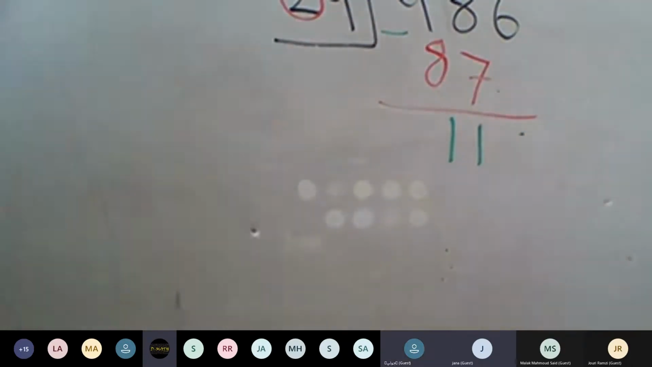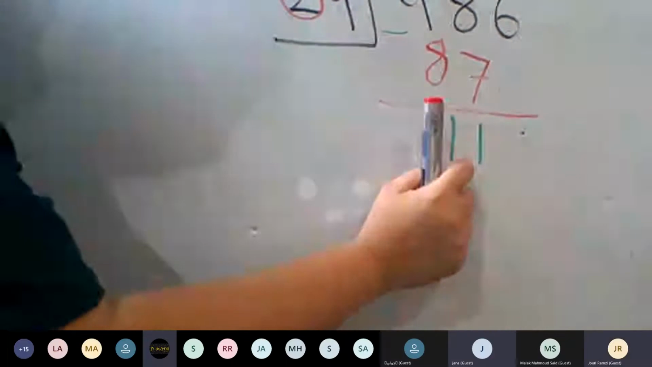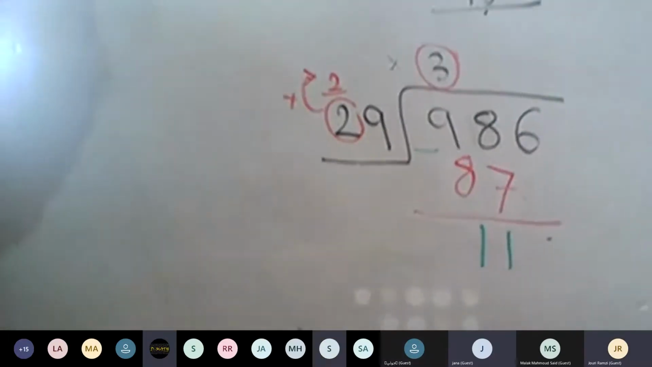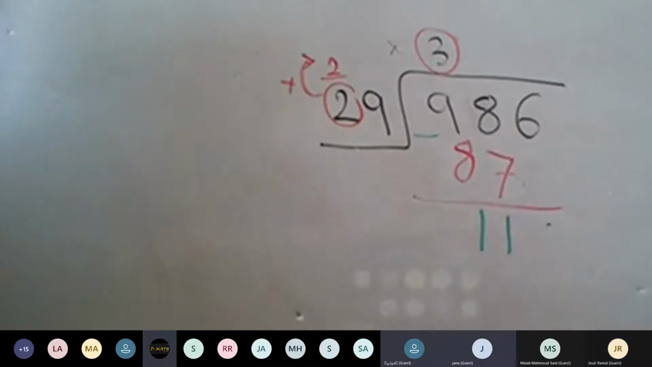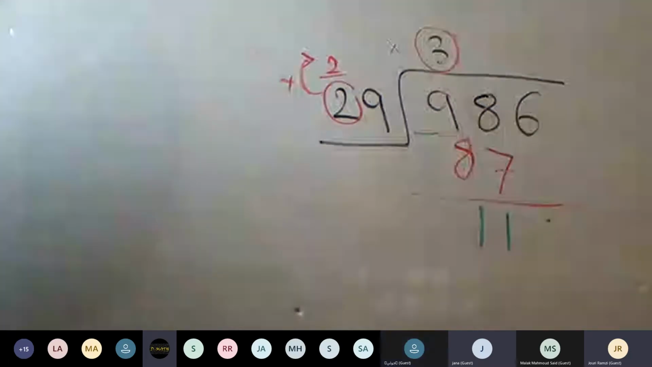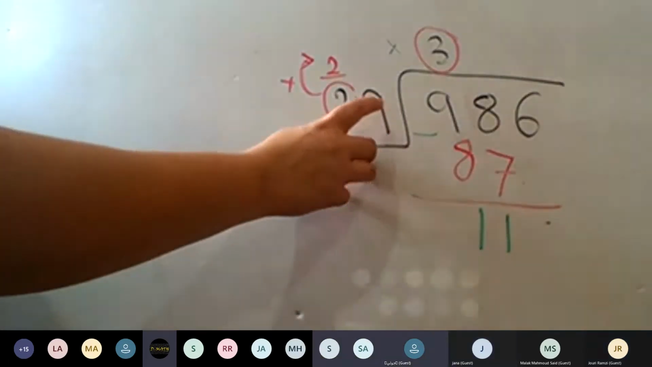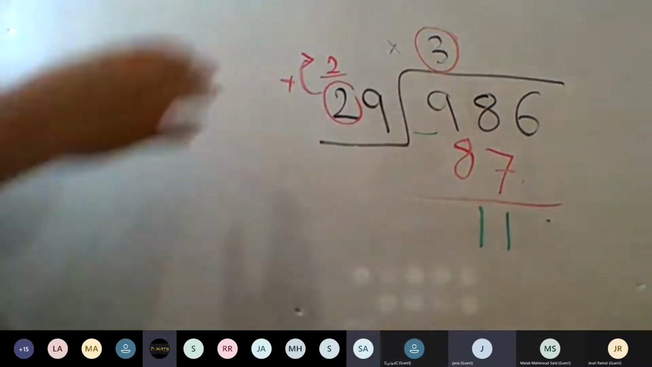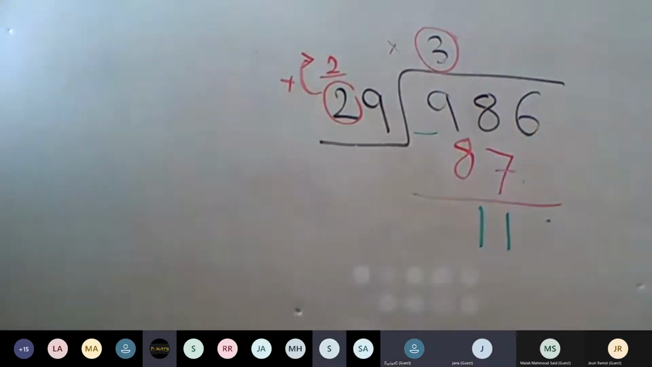Because the remainder and 29 are not like each other, so it's finished. If they are like each other, it's wrong. If they're not like each other, it's right. If the remainder is equal to 29 or greater than 29, you made something wrong. You have to search for another number.